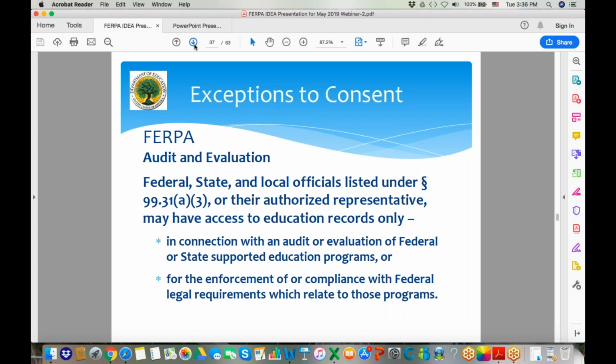And there are some caveats to that, as the information can only be used for the audit and evaluation. It should be destroyed after it's no longer needed. So there are several aspects of that, but in general, the audit and evaluation exception is really how SEAs can either get the information directly to do their data reporting or have an entity do an audit and evaluation on their behalf. That's the audit and evaluation exception. Let's go to the next slide, please.